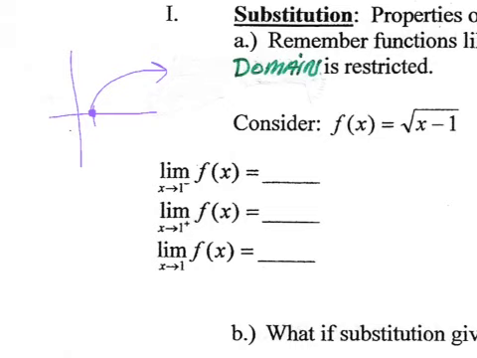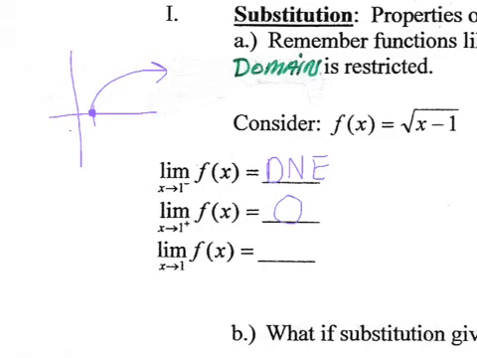So if we try to find the limit as x approaches 1 from the negative side, we cannot approach 1 from the negative side because there is no graph over there. Therefore, the limit does not exist. There must be a road coming from the negative side to approach 1 from the negative side. However, we can approach 1 from the positive side. Therefore, the limit as x approaches 1 from the positive side is 0.